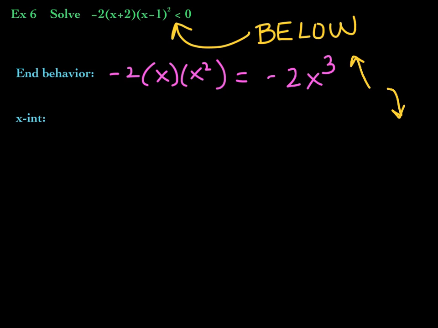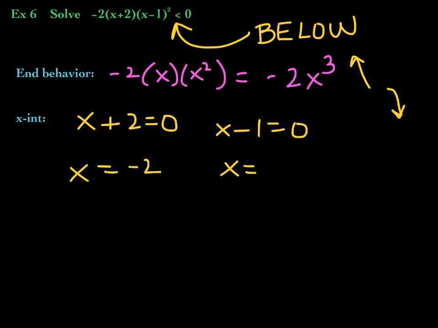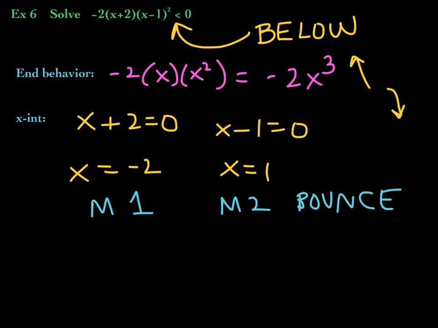Now, in order to find the x-intercepts, all I need to do is take each variable factor, set it equal to 0 and solve. So one x-intercept is negative 2, the other one is 1. Now be careful here. This x-intercept has multiplicity 1, but this one has multiplicity 2 because the power on that factor was 2. So there were 2 copies of this. So remember, multiplicity 2 means it's going to be a bounce point. Okay, this is a bounce point.